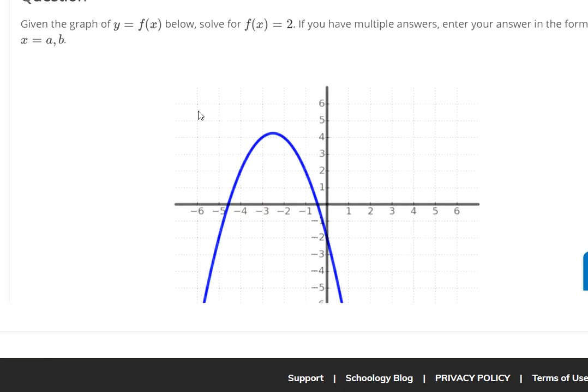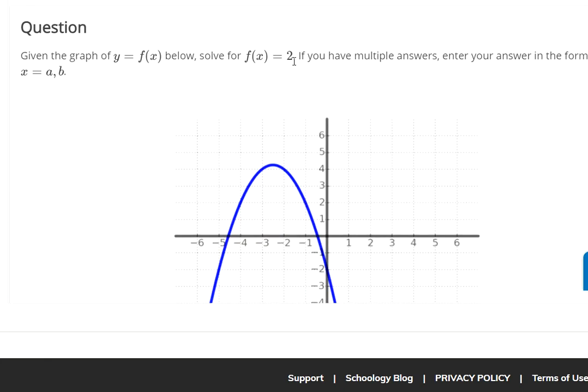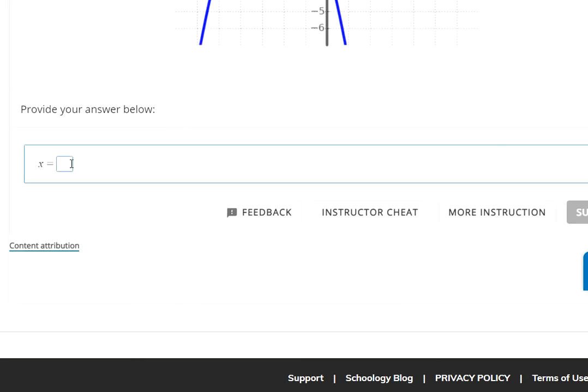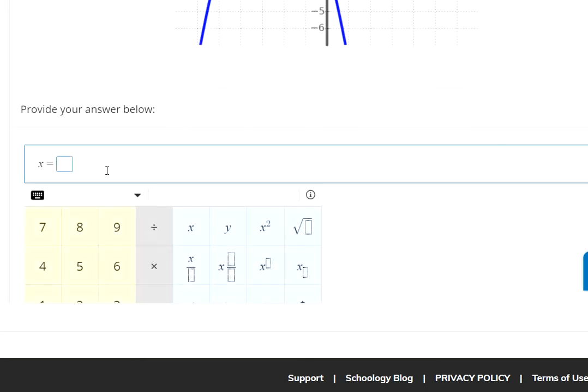This one is asking us to solve for f of x when x equals 2. What that means is the y value needs to equal 2. Here's y equals 2. There are 2 places where we get y equals 2. If you follow across this horizontal line, y equals 2 here, and y equals 2 here. So it equals 2 at negative 1 and at negative 4. We can put that with a comma: negative 4 and negative 1.